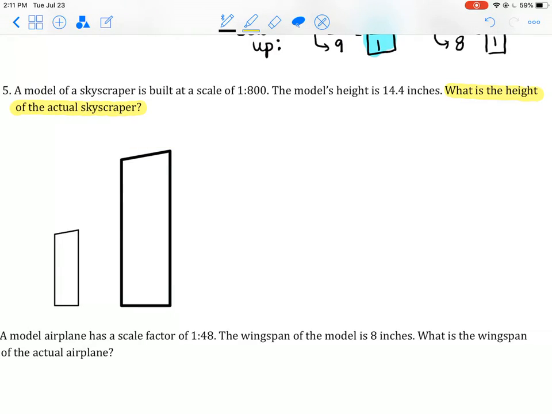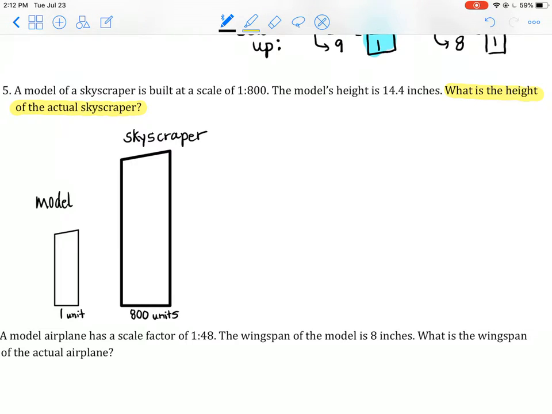They're already telling me that the real thing is 800 times the model, because they gave me the scale factor. So here's the model that they're building in the engineering office. And here's the skyscraper. And we know the scale factor is 1 to 800. So what they're telling me is that one unit here is magnified 800 times here. That's what scale factor is. You've got a mama and a baby, and the mama is 800 times the baby.